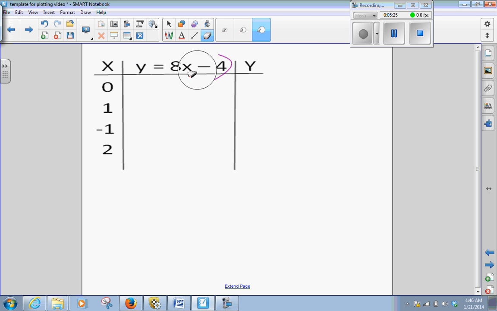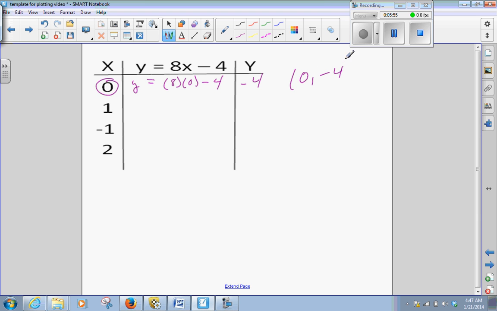To try to make things a little bit easier for the first couple, I actually gave you some values for x to use. So to find the solution to these equations, the first x value is 0. So you're going to put in, instead of 8 times x, 8 times 0 minus 4. Well, 8 times 0 is 0. 0 minus 4 is negative 4. So one solution is (0, -4). If x is 0, y is going to be negative 4.